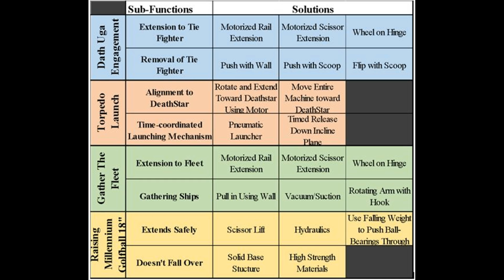To gather the fleet, we must extend towards the fleet using the same extensions as the TIE fighter. And to gather the ships, we can pull using a wall, vacuum section them up, or rotate with an arm and a hook to swing them onto our side. Raising the Millennium Golf Ball requires us to extend safely using either a scissor lift or hydraulics, or use a falling weight to propel the ball forward or up, and as long as it doesn't fall over, we need a solid base structure and high strength materials.